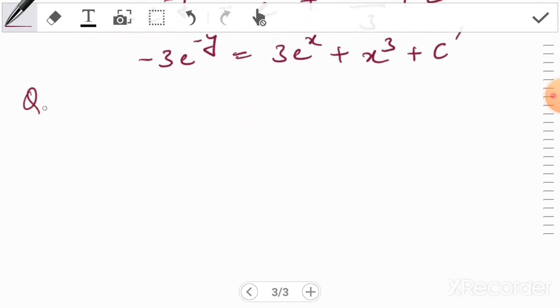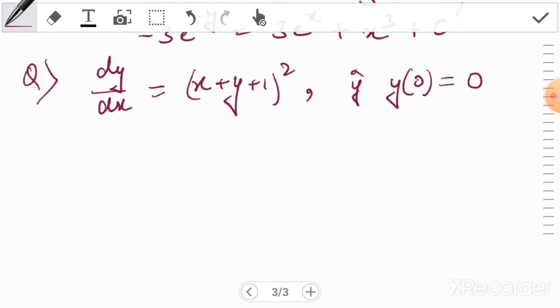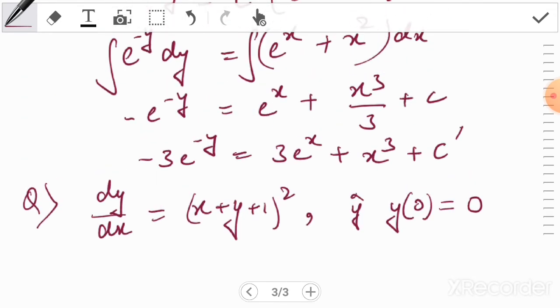So again, let us take another example. Solve dy by dx is equal to (x plus y plus 1) whole square, and you are given an initial value problem. So y of 0 is equal to 0. So this equation is given with an initial condition. So this is an initial value problem, right? It is used to determine the value of the arbitrary constant in the general solution. Okay, we just saw, right?